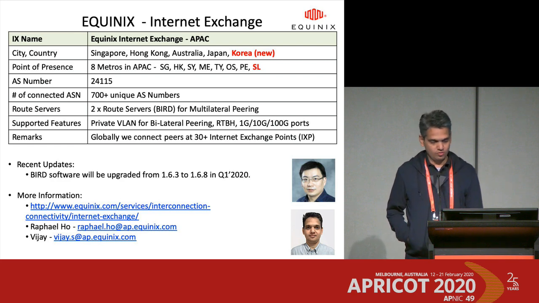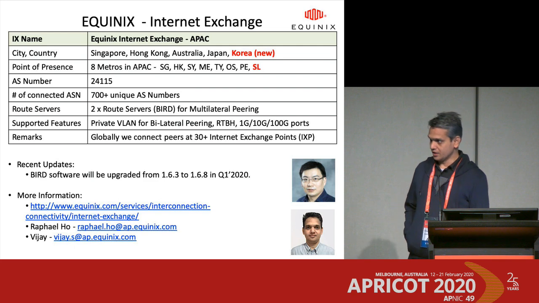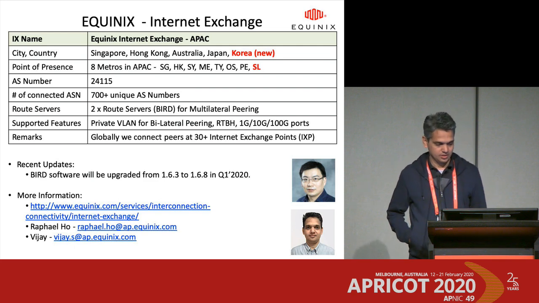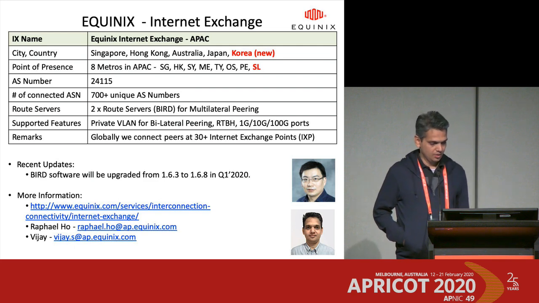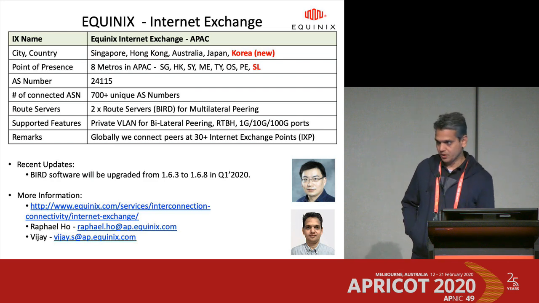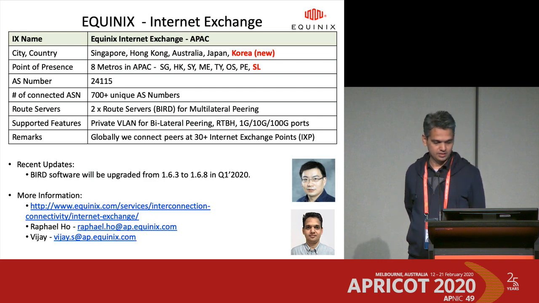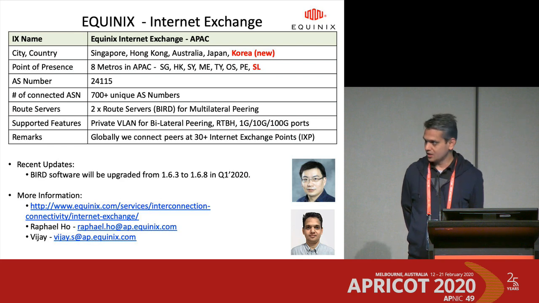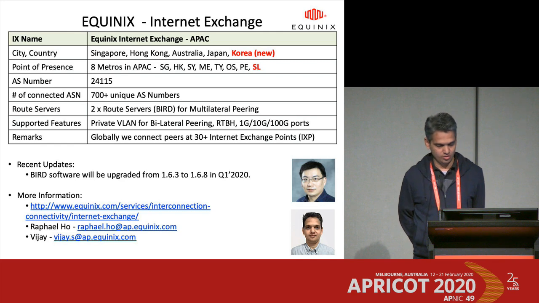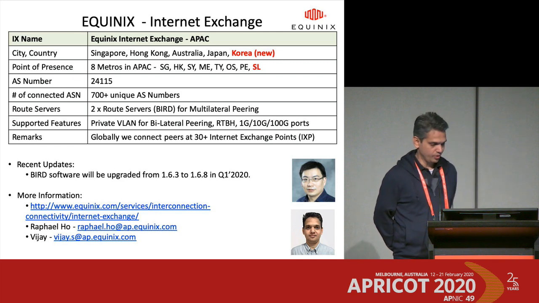We are AS24115, and we have 700 plus unique AS numbers in the network now. And the two route servers provide multilateral peering, and the supported features are private VLANs for bilateral peering and RTBH, plus we can support 1 gig, 10 gig, and 100 gig. Providing multiple 100 gigs is possible within a day or two. So if you are looking for 100 gig ports, we can provide that immediately.